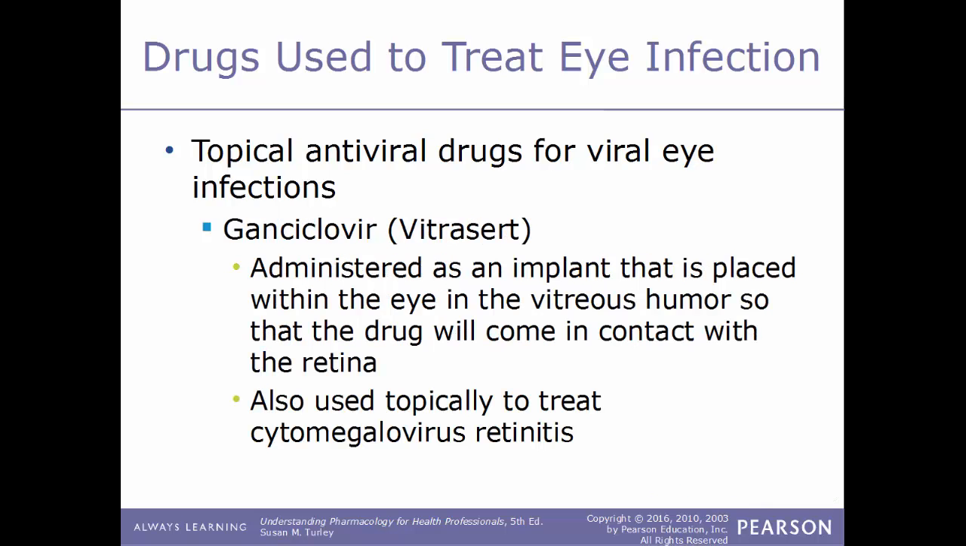Another type of antiviral drug is ganciclovir, which is sold under the trade name Vitrasert. This is administered as an implant that is placed within the eye, within the vitreous humor, so that the drug will come in contact with the retina directly. This could also be used to treat cytomegalovirus retinitis.